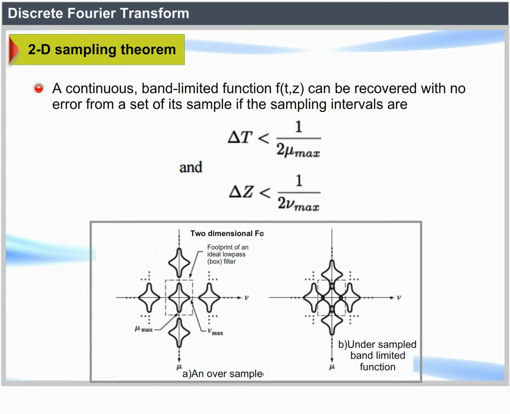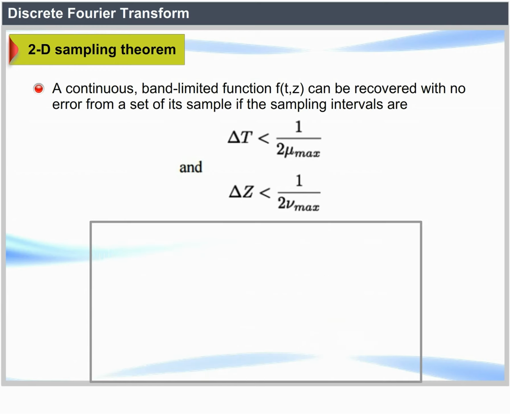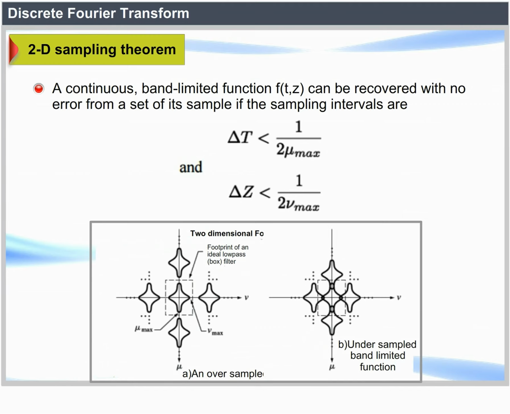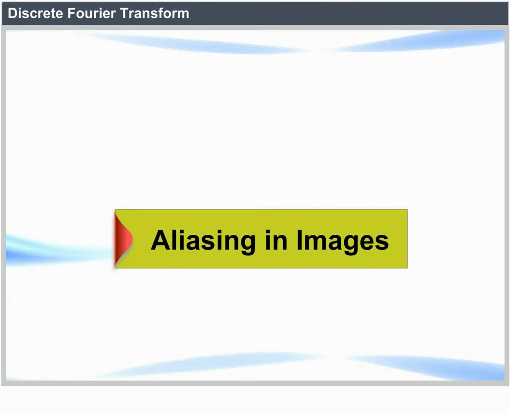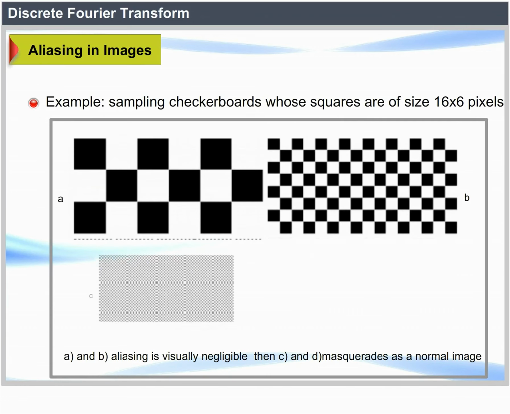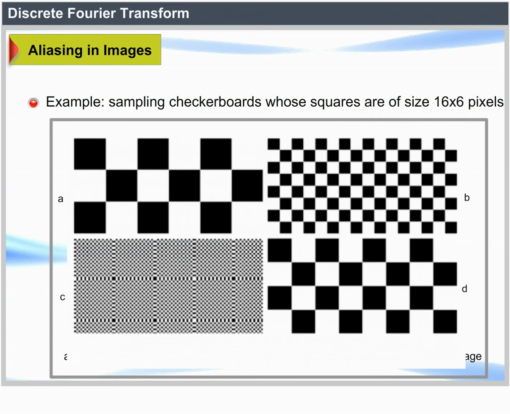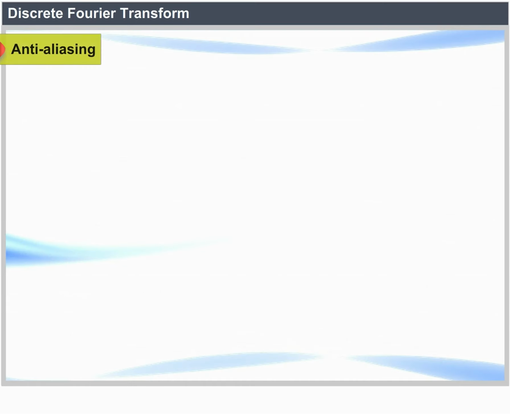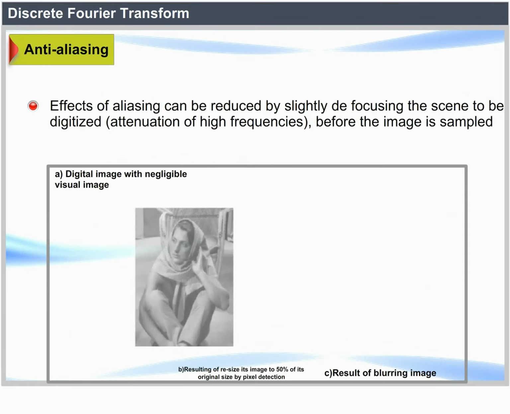Anti-aliasing. Effects of aliasing can be reduced by slightly defocusing the scene to be digitized, attenuating high frequencies before the image is sampled. Effects of aliasing generally are worse when the size of a digital image is reduced. Figure A, a digital image with negligible visual aliasing. B, result of resizing the image to 50% of its original size by pixel deletion. C, result of blurring the image.